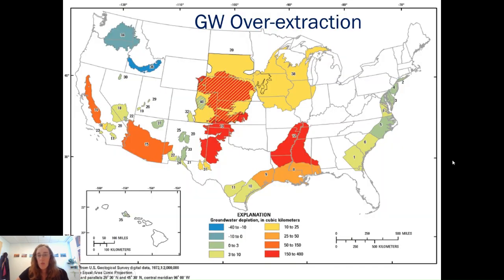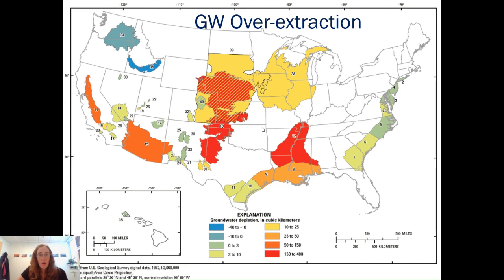So where is this issue happening? Groundwater overextraction. This is a map of the entire US. Anything that's in red or orange or kind of the yellowish color, that's an area where groundwater overextraction is happening. It's the most severe in the center of the US.